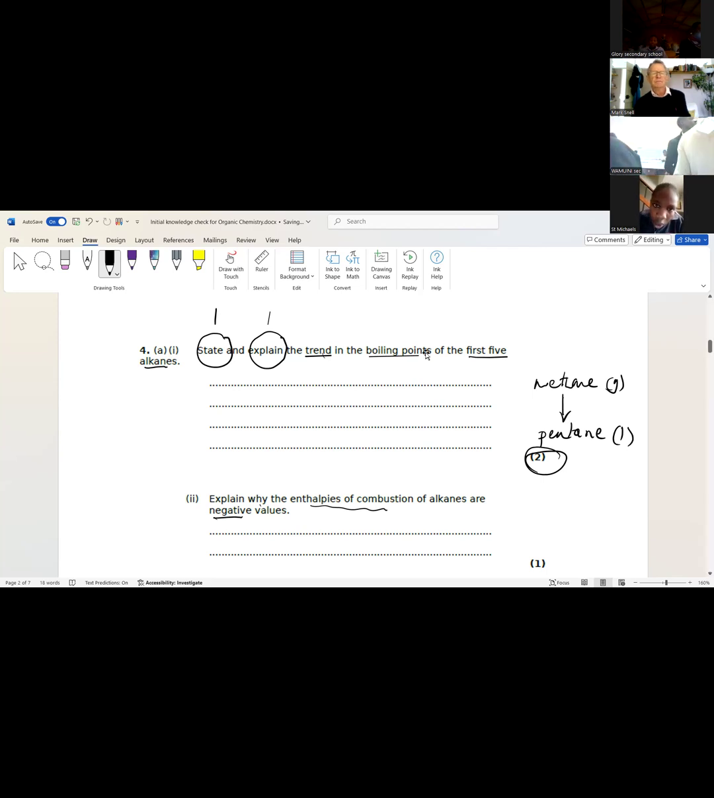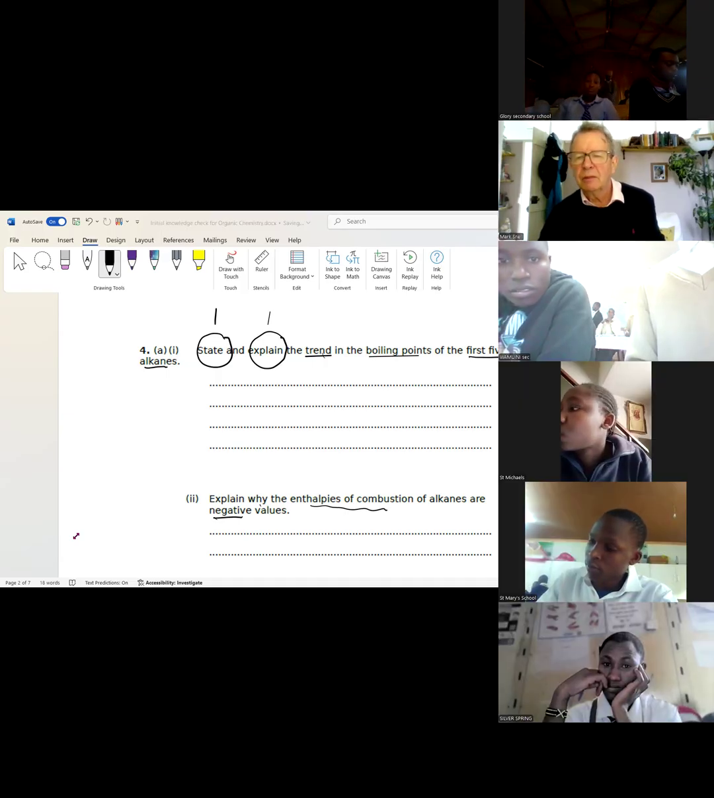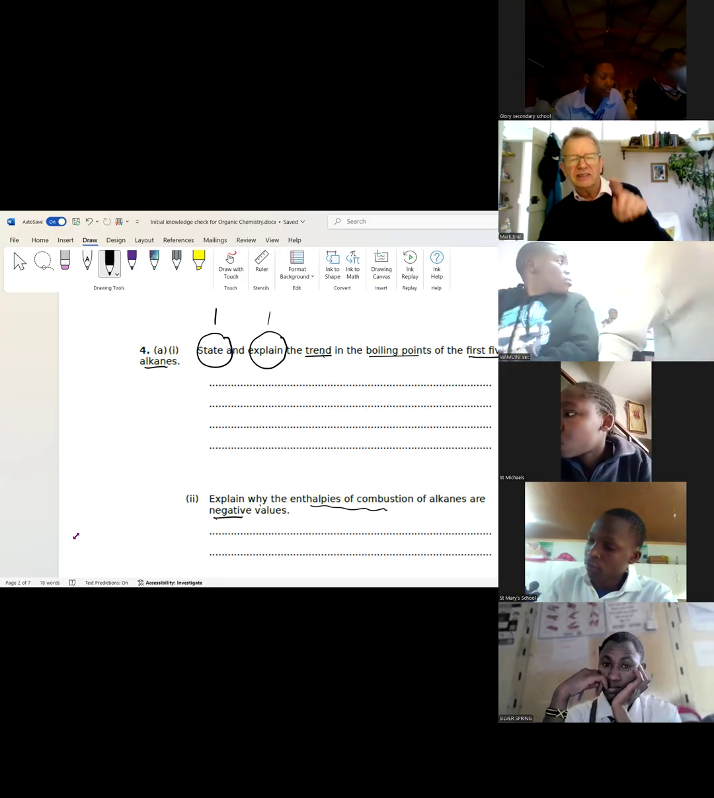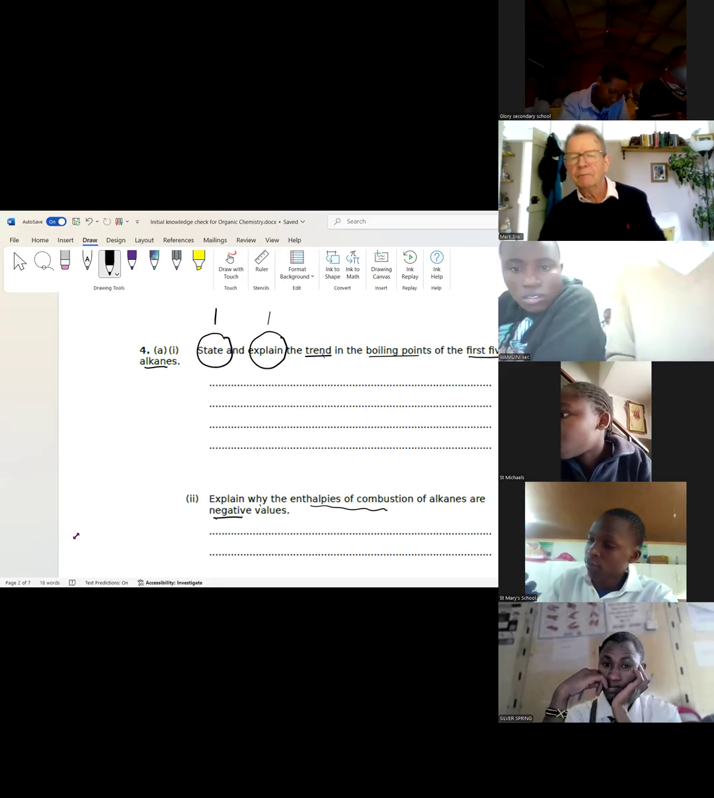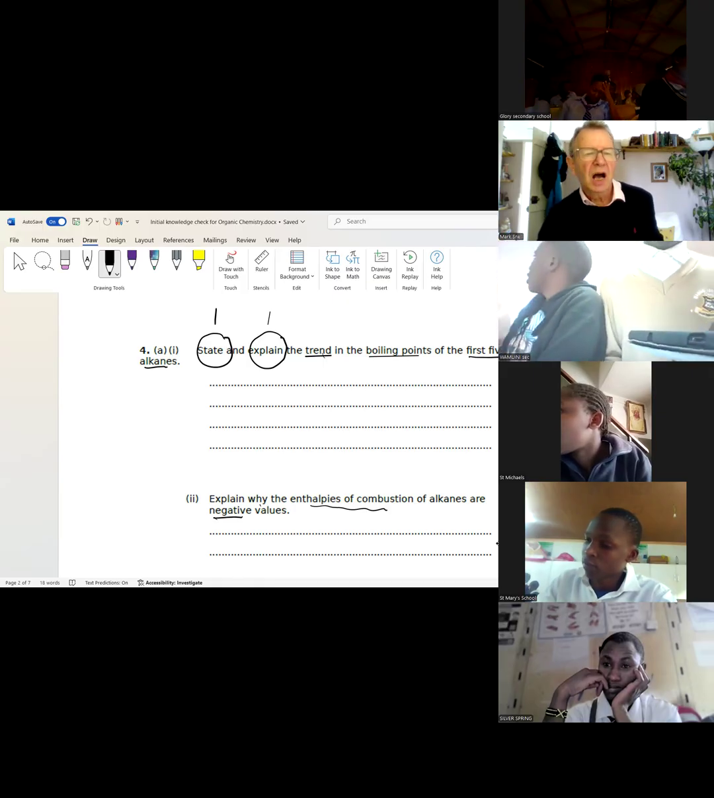All right. State and explain. Does anybody want to tell me, can you state what is the trend in the boiling points? What happens to the boiling points as you go from C1, C2, C3? What happens? Do they get more or less? Higher or lower?